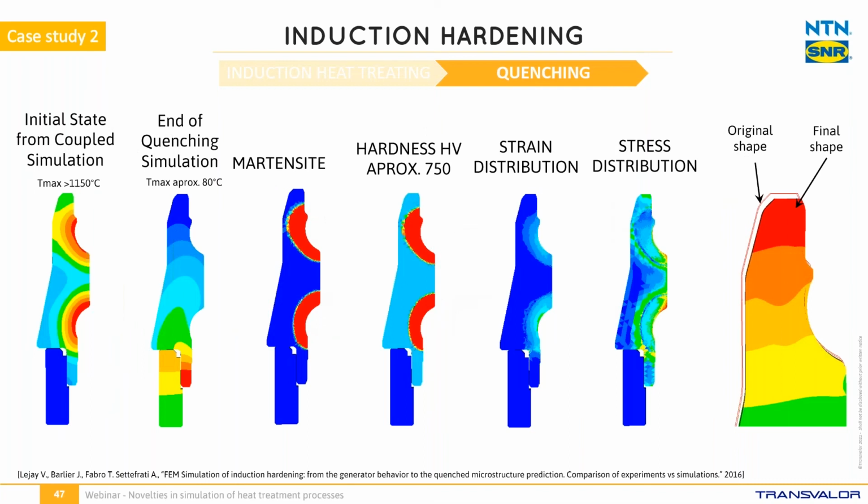Here are the results after quenching. At the left, the images represent the temperature distribution after induction hardening and after quenching. After quenching, the martensite phase appears near the coil. And in this area, we have a very important hardness. Then we have a hardness of 750 Vickers. At the right side, you can easily analyze the geometrical distortion of the part after quenching. By comparing the original shape and the final shape, we can see the distortion of the part after quenching.